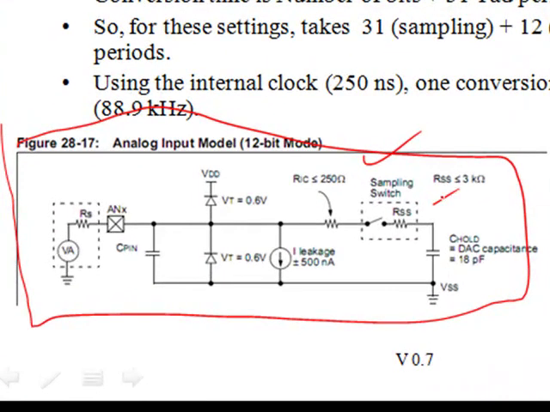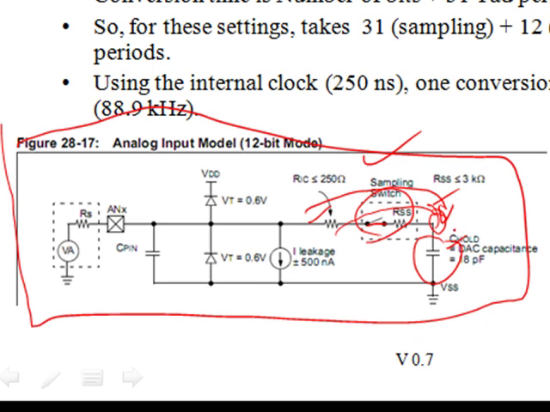If we look at this model of the electronics, we notice that there's a switch here and a capacitor here. To make a conversion, we will first close this switch and transfer our input voltage to this capacitor. We'll charge up this capacitor until the capacitor voltage becomes equal to the input voltage. This capacitor is called the holding capacitor. The time it takes to charge it up is called the sampling time.